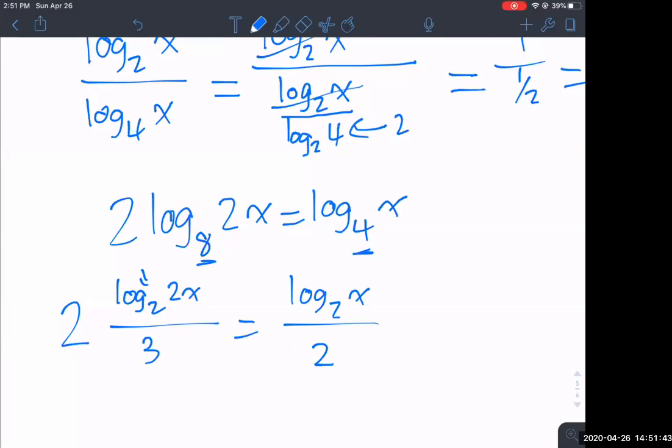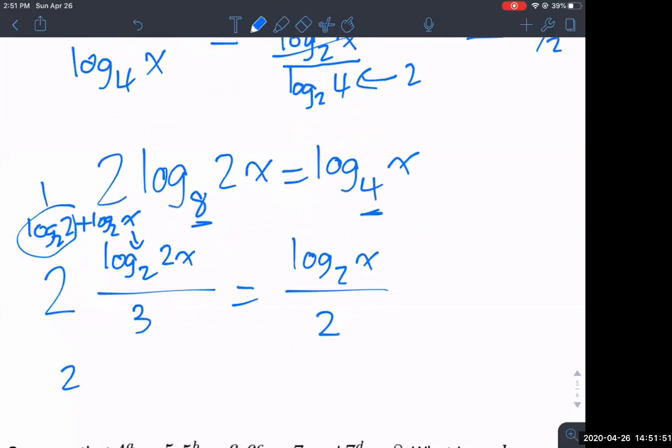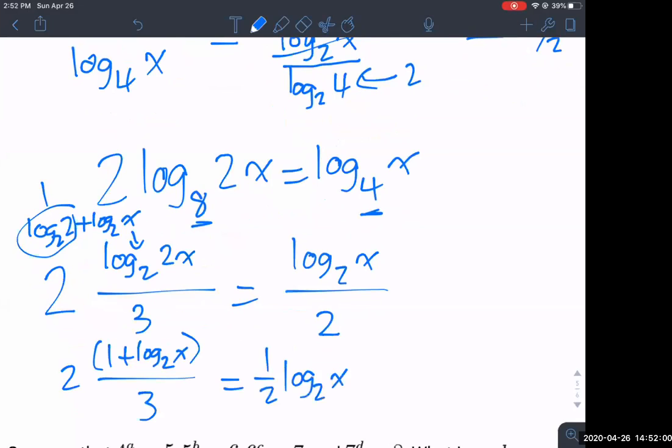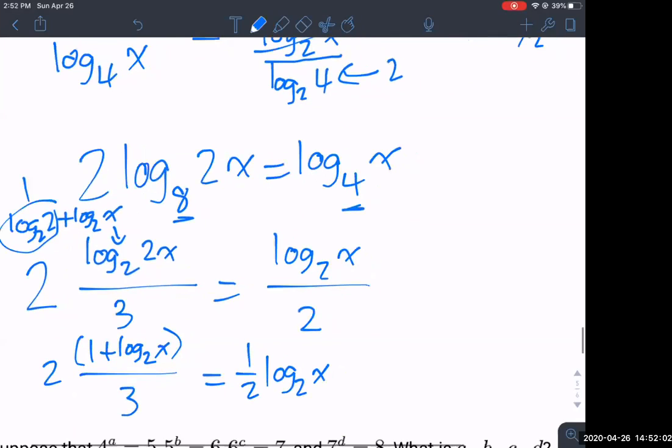And then this thing we can split into log base 2 of 2 plus log base 2 of x, and then this is just 1. So we have 2 times 1 plus log 2 x, over 3, is equal to 1/2 log 2 x. We can go ahead and evaluate that. That's 2/3 plus 2/3 log 2 x is equal to 1/2 log 2 x.